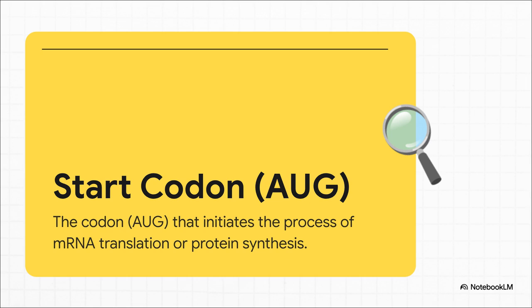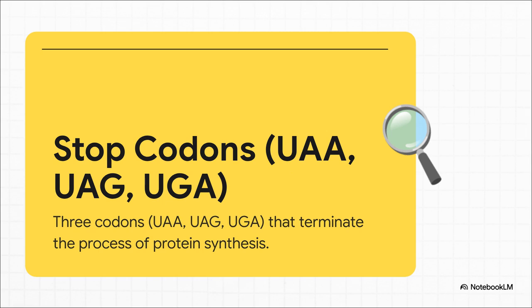When the cell's machinery sees AUG, it knows, okay, a new recipe is starting, let's go. And of course, if you have a start signal, you absolutely need a stop signal. You have to know when the recipe is done.